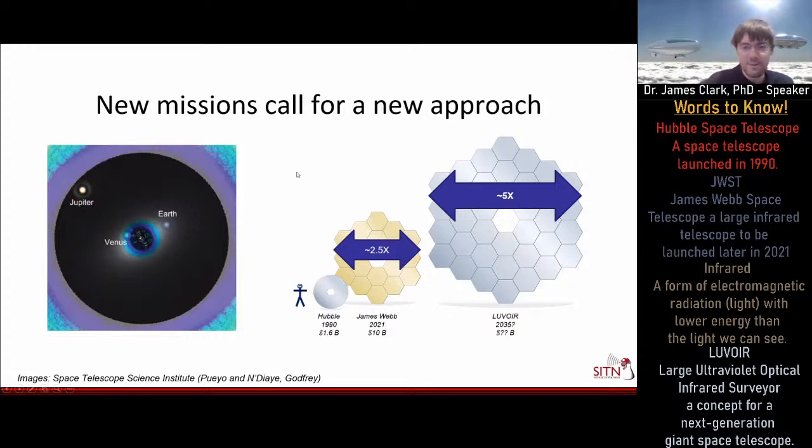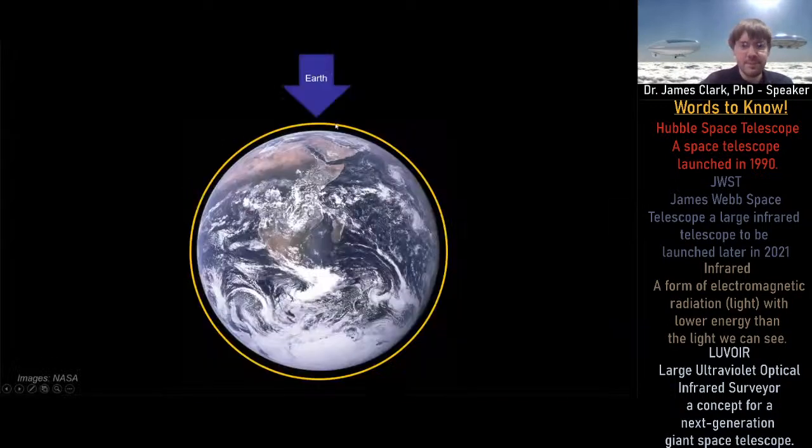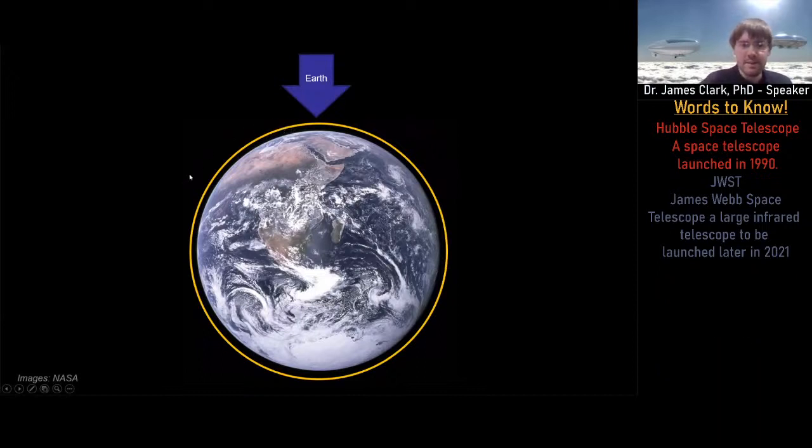And the reason that JWST costs so much more than Hubble did is in part because it's bigger and more complex, but a lot of it has to do with where the James Webb Space Telescope is going. So I'll give you a brief tour of our piece of the solar system and show you that difference. So here's Earth, population us, and the gold circle around it is the orbit of the Hubble Space Telescope. It's at an altitude of 340 miles.